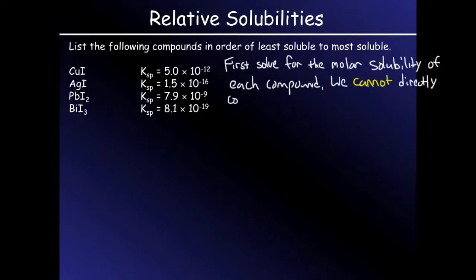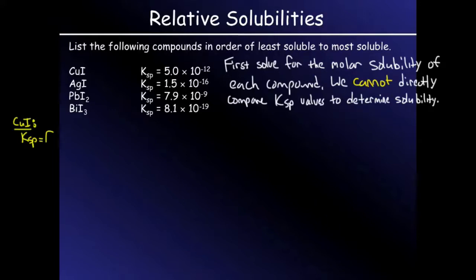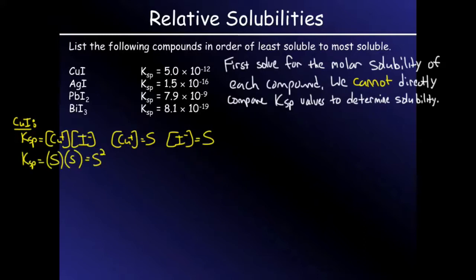We can do this again by expressing each of these concentrations as the molar solubility. For copper 1 iodide, we know KSP is going to be equal to the product of copper concentration multiplied by iodide concentration. And because the stoichiometry is 1 to 1, the molar solubility will be equal to the copper concentration, as will it be equal to the iodide concentration. So the KSP expression is simply KSP is equal to S squared.